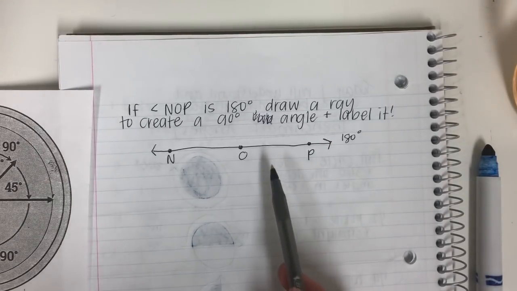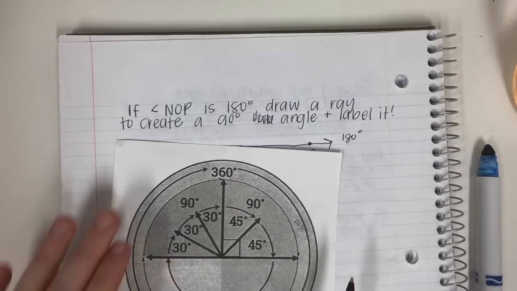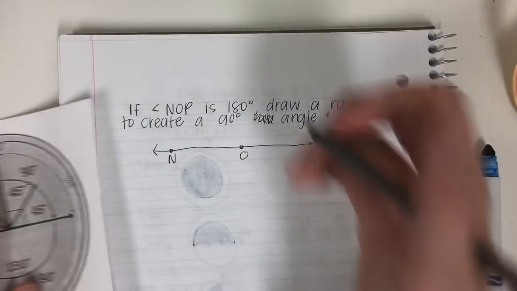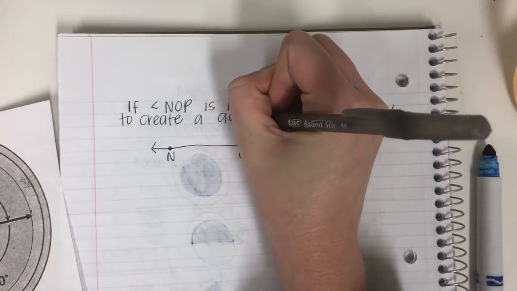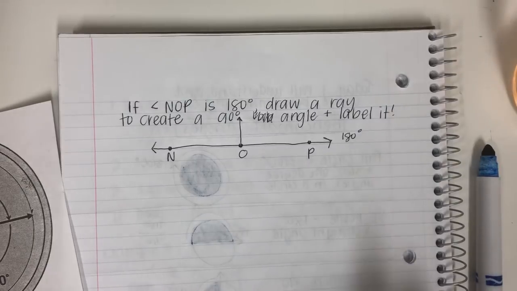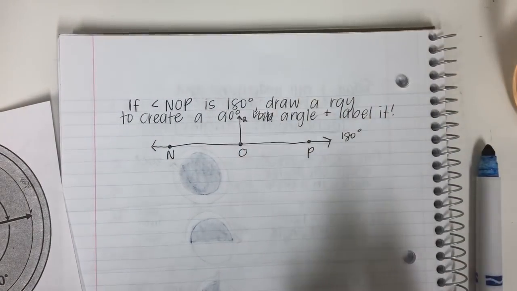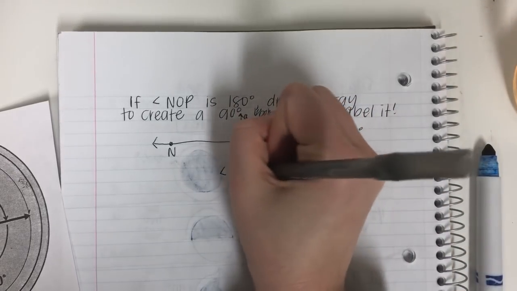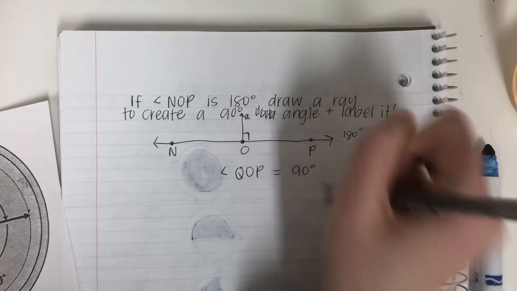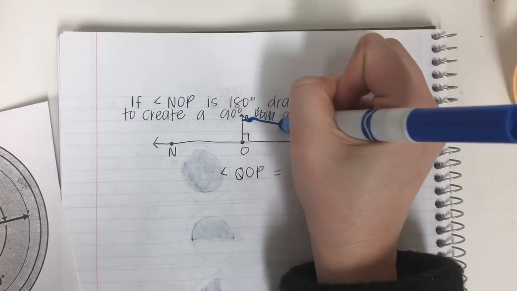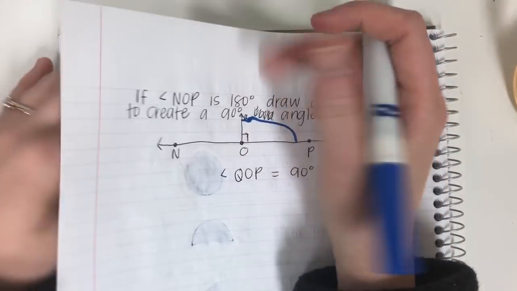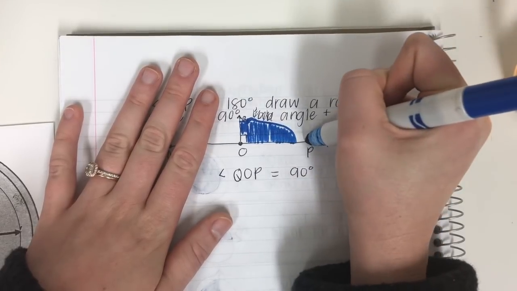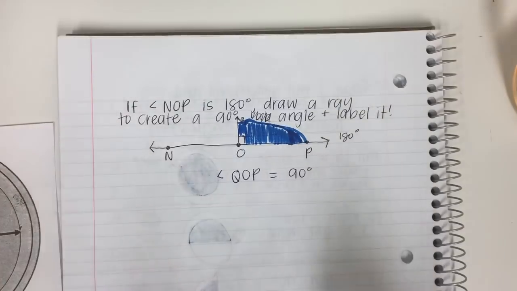And they want us to draw a ray to create a 90-degree angle. So I know that 90 degree is half of 180. So this is my 90 degree here. So I pretty much just have to draw a ray coming out of the center. So I'm gonna draw a ray coming out. And let's label it, I don't know, Q. Okay, so now I have a 90-degree angle. And now my angle QOP equals 90 degrees. And I'm gonna kind of just shade a little bit of it. That's a staple right there. It's drawing all over my thing. Okay. So there's my 90-degree one.